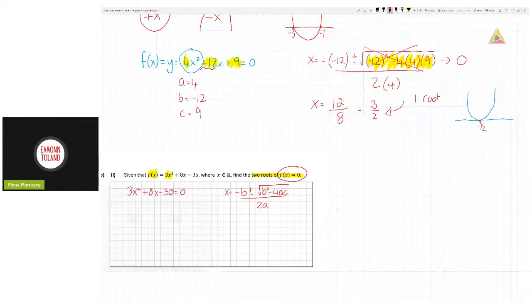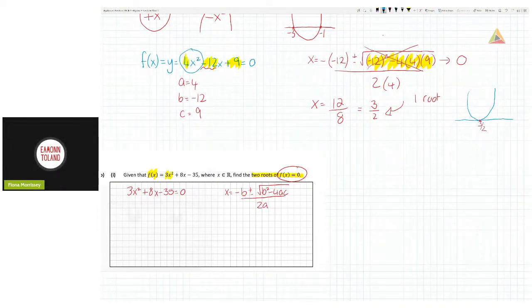So again, as we always do, we're going to work out what our A, our B, and our C are. So again, our A is the number in front of the x squared, our B is the number in front of the x, and our C is the constant at the end. So our A is 3, our B is 8, and our C is minus 35.